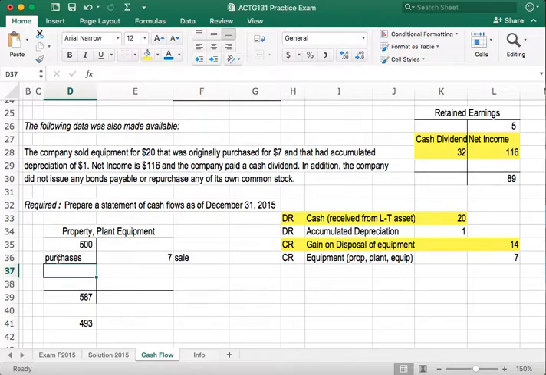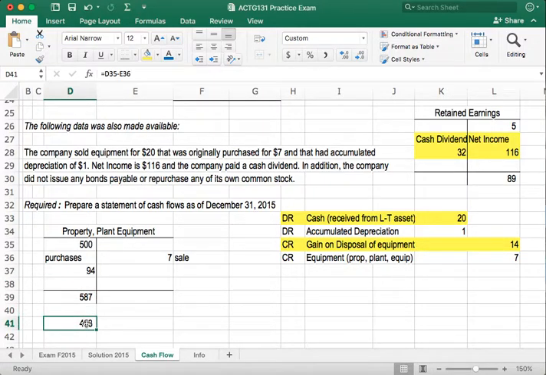So here's where we need to figure out, well, what were those purchases? I will begin with the ending balance, $587, and from that I will deduct this number, which comes from the beginning balance less the credit. So that's $493. Whoops, I need to put my minus sign in there to let Excel know I'm trying to subtract these two numbers. And hopefully this number represents the purchases.